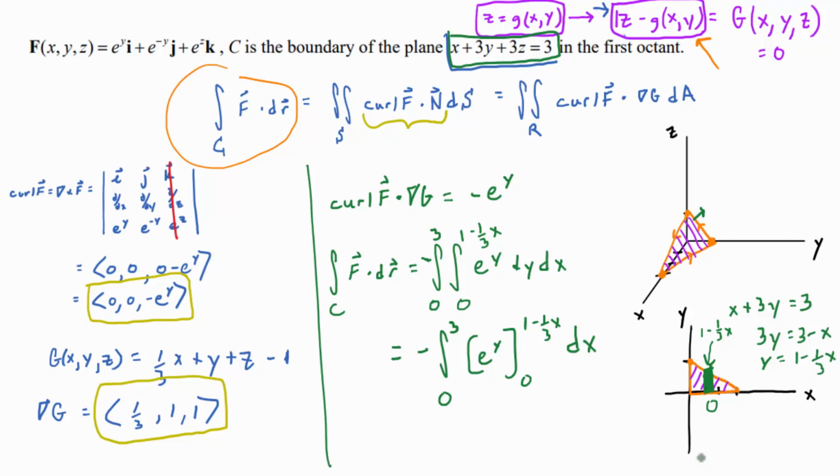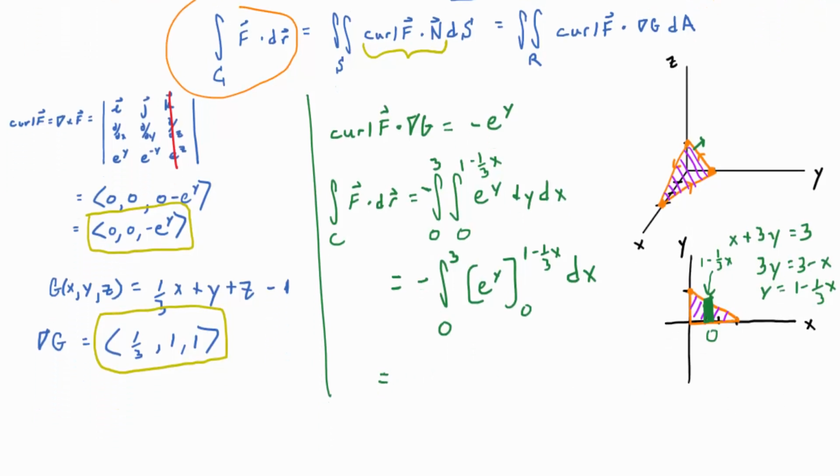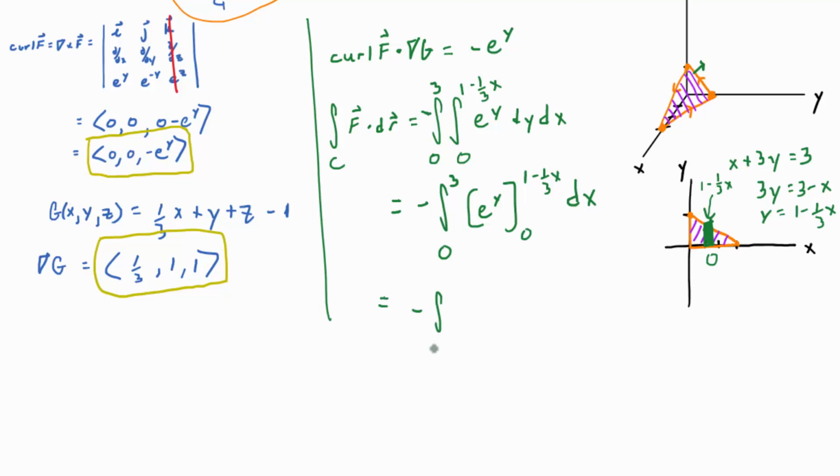Okay, careful, when you plug that in, what happens? Still have a function on top. It's like a weird 1/3. So e to the 1 minus 1/3 x, and then minus 1, because e to the 0 is 1, right? dx.